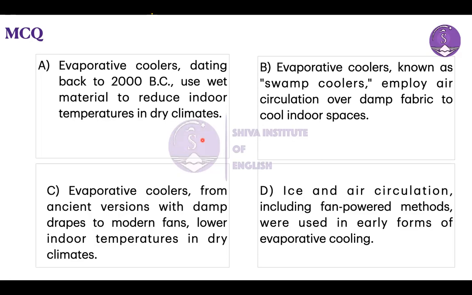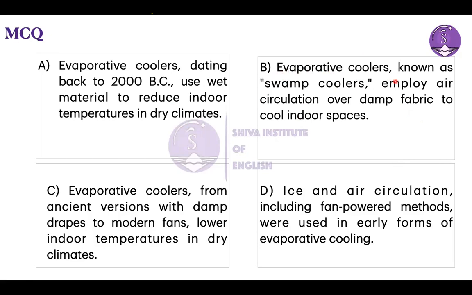Because you would find out that the text stated about what? It stated about swamp coolers and the modern fan powered variation. So which is missing here? It is stated use wet material to reduce indoor temperatures in dry climates. Okay, let's see that before we jump to the first option. So moving to the second option, what does it say?